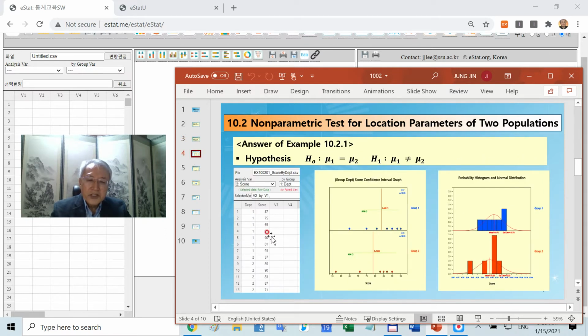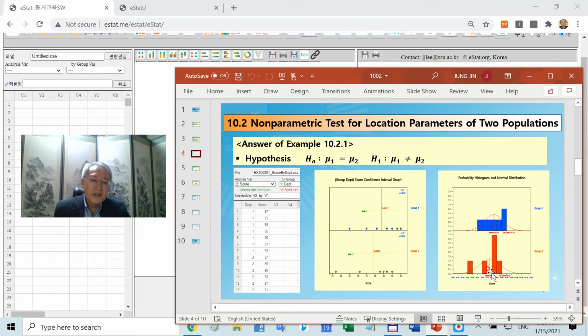Why don't you generate data in this manner? It's actually in the ESTAT EX icon. They have example 10-1 in this manner. Here is some score data. These are the group data. If you click the score first and then the group variable, they're going to generate this output. And then you can switch to histogram. What do you think? Do you think you can apply a parametric test?